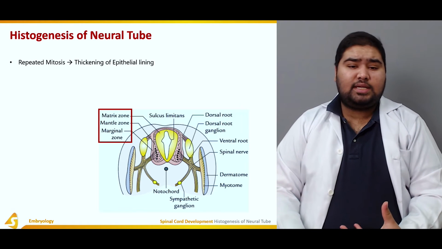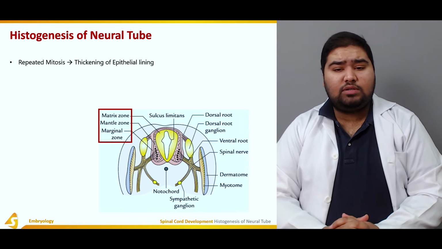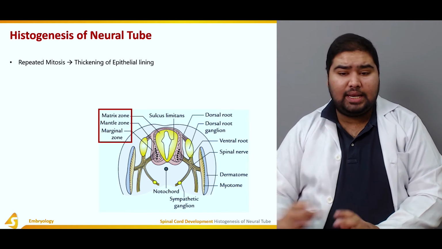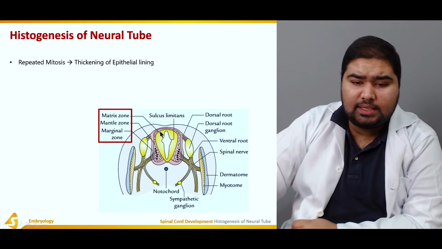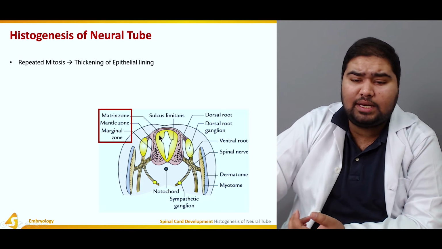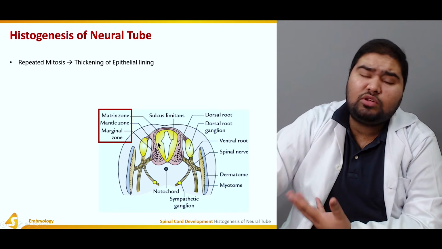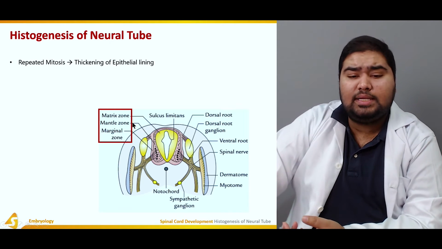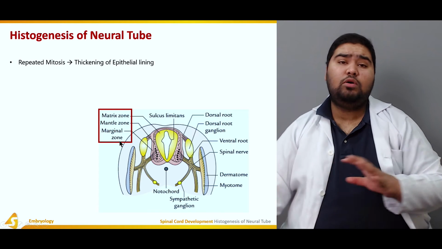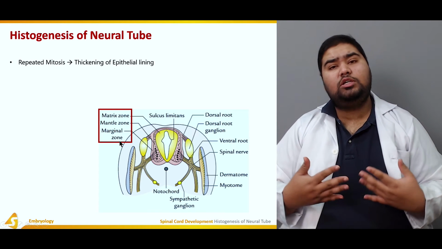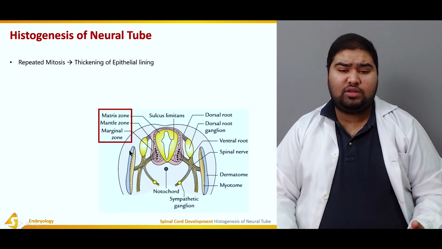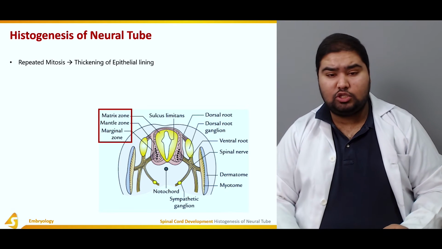So in histogenesis, there is repeated mitosis which leads to thickening of the epithelial lining. This is the epithelial lining which undergoes repeated mitosis and thickening. So three zones are formed. These are the matrix zone, the mantle zone, and the marginal zone. So thickening of the neural tube wall due to repeated mitosis results in formation of three zones. Let's take a look at these zones.